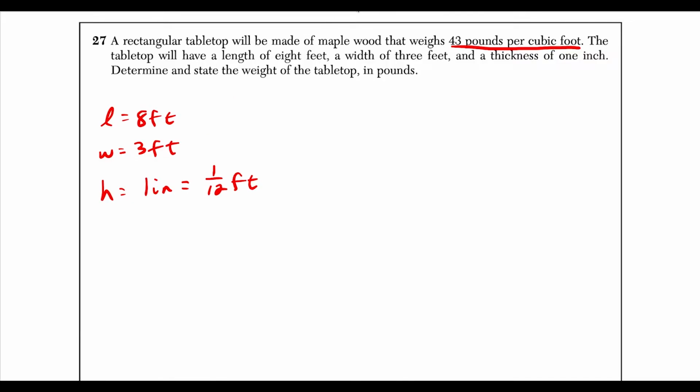And now what we have to do is determine and state the weight of the tabletop in pounds. Well, the thing that always comes to mind with these density questions is that density is equal to mass over volume. So if we're solving for the weight, even though technically in physics mass and weight are not the same thing, we'll just say here that mass is equal to density times volume. So in a way, I think of it like we're solving for the mass, but in pounds.